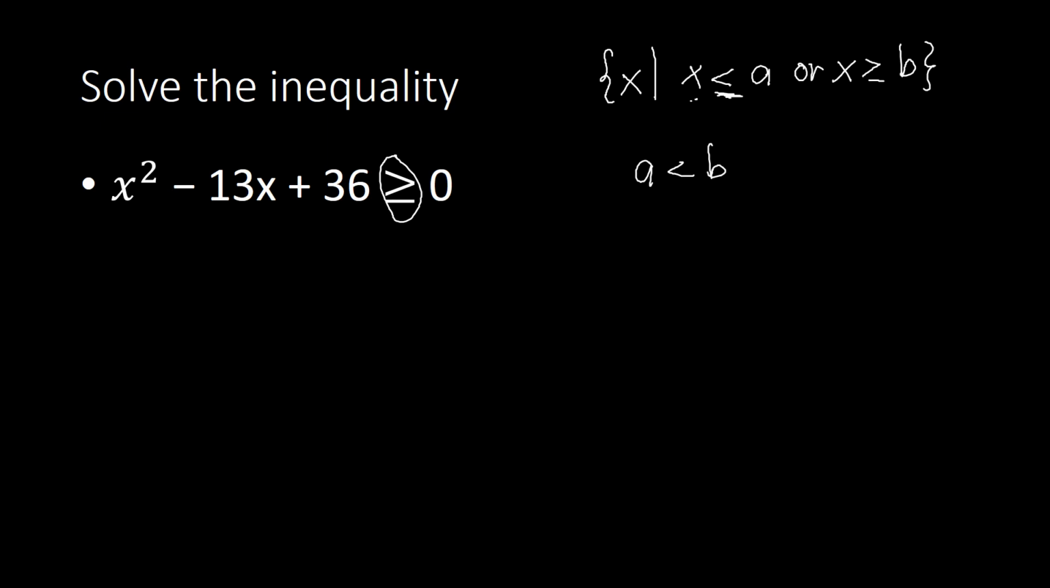This one here, the curly bracket. Without that one, that is also the same. So let's now go for x squared minus 13x plus 36 greater than or equal to 0.